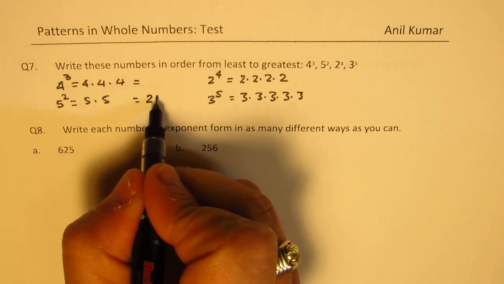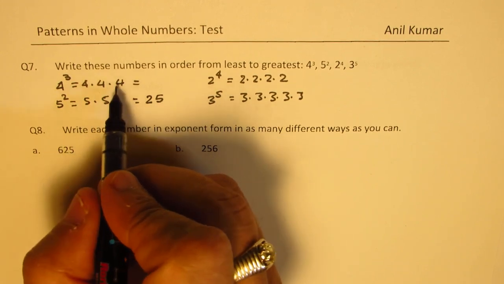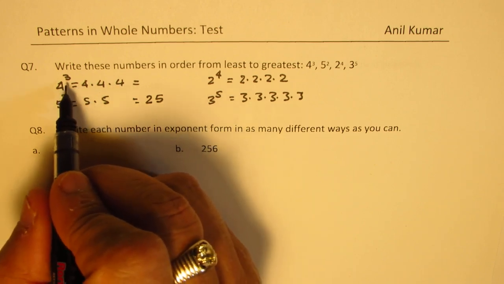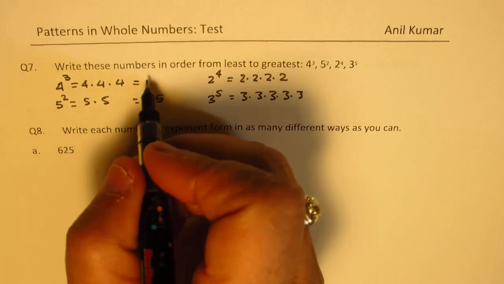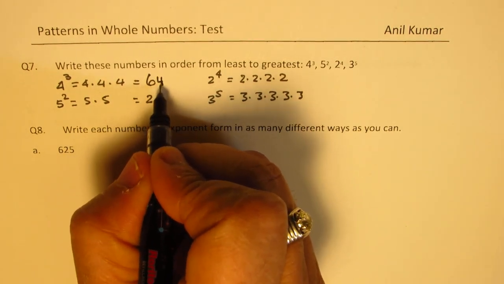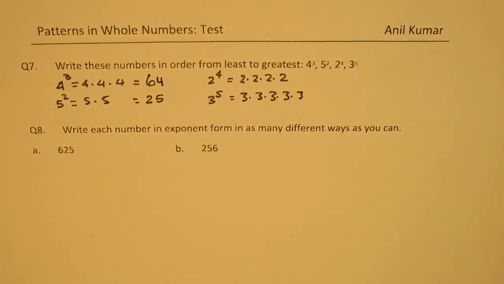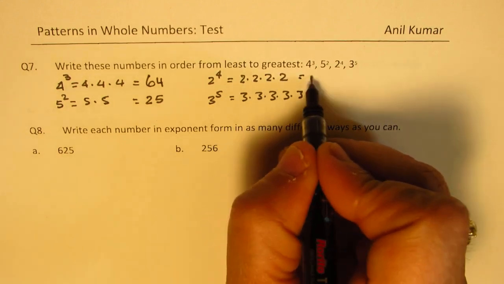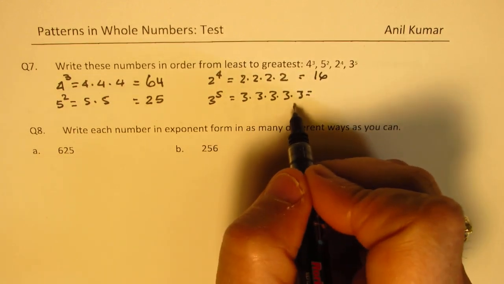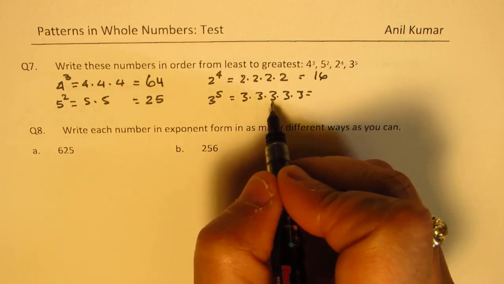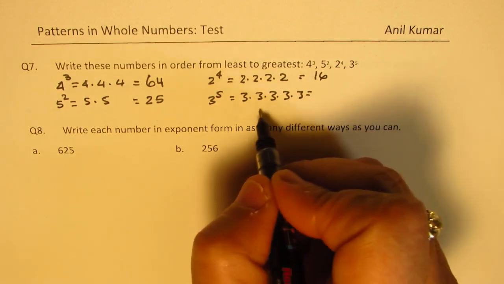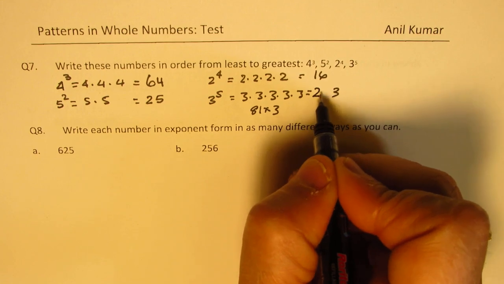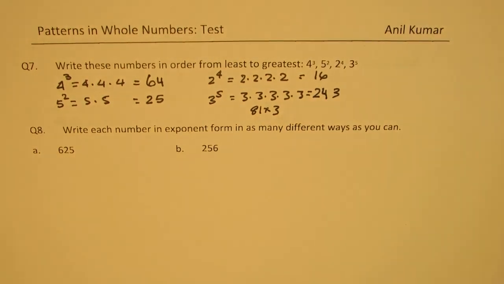So 5 squared, you know, is 25. 4 squared is 16. 16 times 4, right? That gives you the answer for 4 cubed, right? So 16 times 4 is 64. So we get that number as 64. Now 2 to the power of 4 is 4, 8, 16. And 3 to the power of 5, 3, 9, 27, 81 times 3, right? So we can say 81 times 3. 3 times 1 is 3. 3 times 8 is 24. So you get your numbers, right?